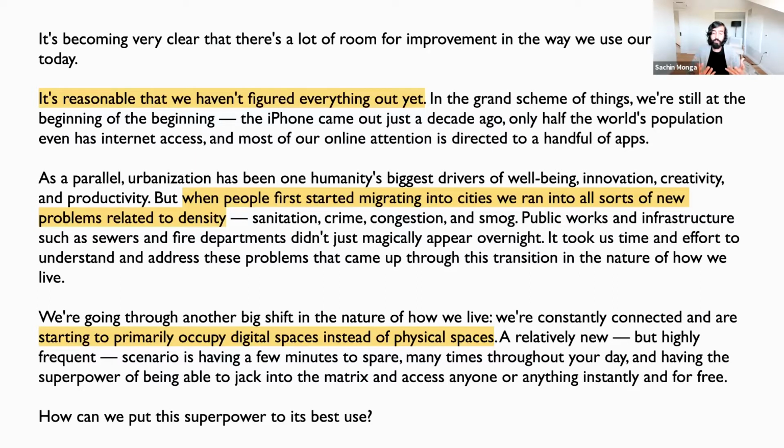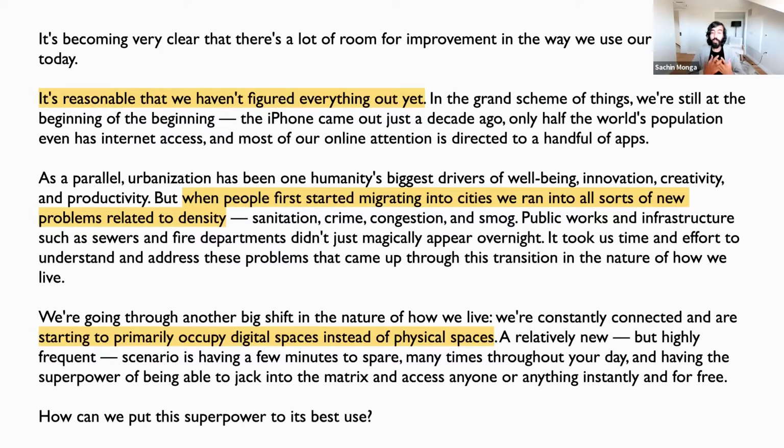And the question that we left with was basically this question at the bottom, which is: what happens when we start to primarily occupy digital spaces instead of physical spaces and go through that same arc that happened in the real world? And what was happening, especially over the last few years, is a relatively new phenomenon with our phones, which is there's all this found time in our day where we have one or two moments in between things.